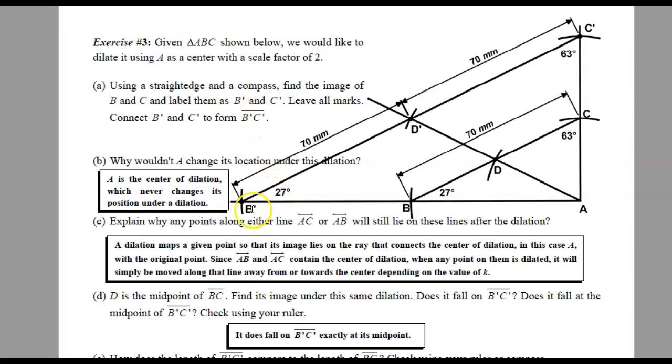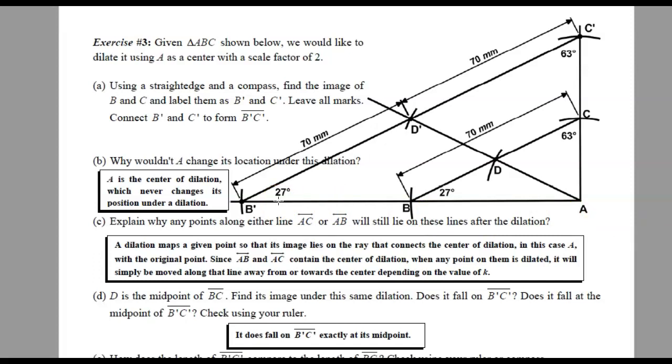All right, so for part C, explain why any points along either AC or AB will still lie on these lines after dilation. So AC, that infinite line here, and AB, this infinite line here. Why will any points along those still lie on those lines after dilation?